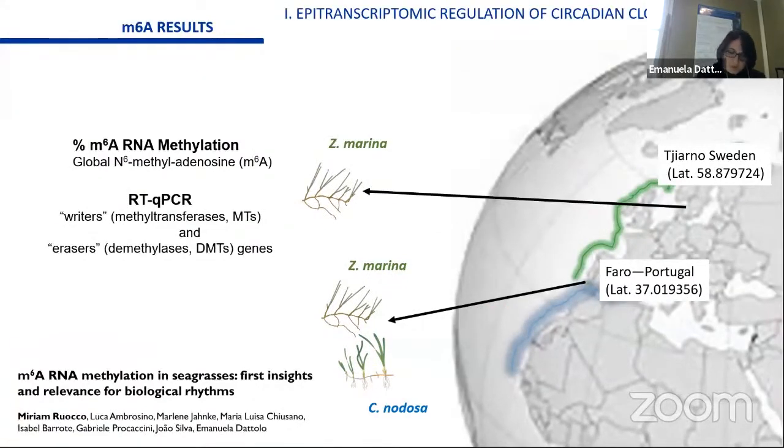To investigate changes in m6A modification and how this change can affect the clock of seagrass, we decided to follow the variation in the global level of m6A in the transcriptome of the species, and we also followed the expression of genes related to this modification via real-time PCR. The results of this work are published, and I will give you an idea about what we did.